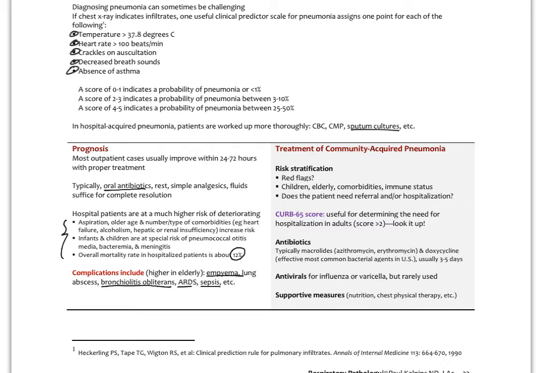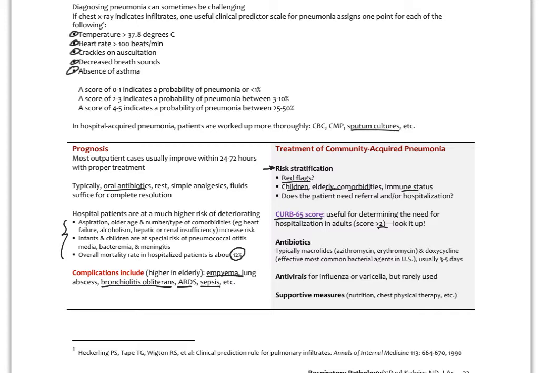So we're going to do first a risk stratification, look for red flags: children, elderly, any comorbidities, immune status. Again, does the patient need referral and hospitalization? Another tool, but this requires some blood work, which might not be available to you, is called the CURB-65. And if the score is higher than 2, that indicates hospitalization. So you might want to look through that. There's only one blood test, and that's urea. The rest of them are clinical things.